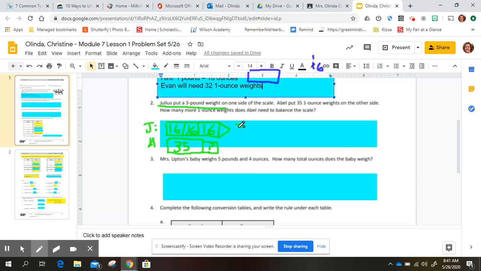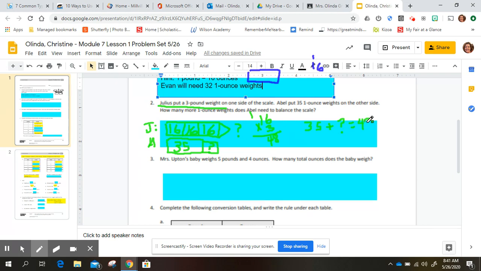So then what is 16, 16, and 16 are 16 times 3. 6 times 3 is 18, and then 3 plus 1 is 4, 48. 48 is not my answer. That's how many ounces Julius has, but Abel has 35. So how many more? So 35 plus what number would get me to 48?